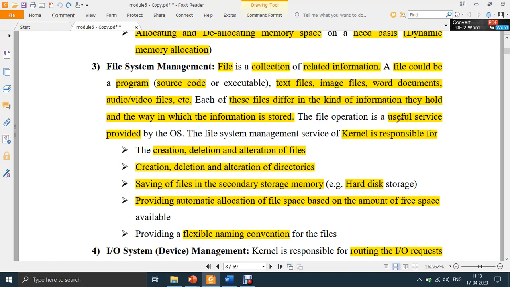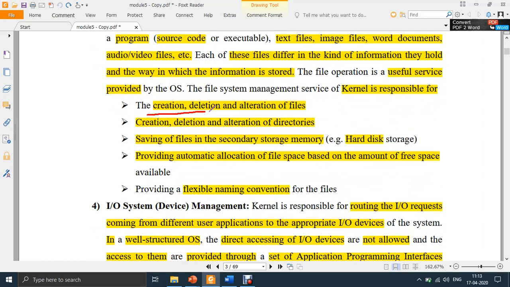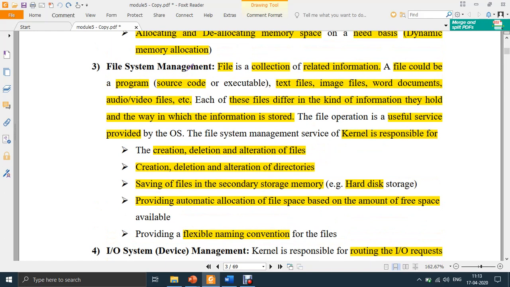File operation is a useful service provided by the OS. What is it responsible for? Creation, deletion, and alteration of files. That is what the file system will do. It will help you to create, delete, or alter files. It will also help you to create, delete, and alter directories. Hope you know what a directory is, right?